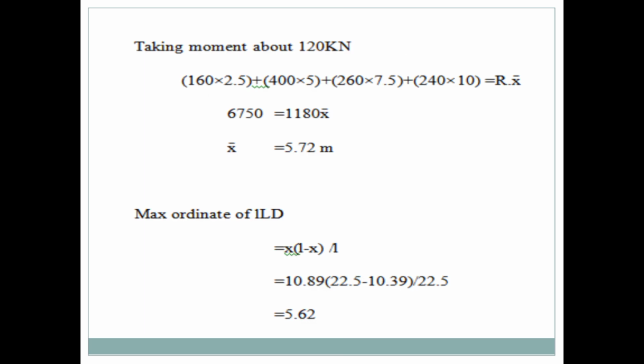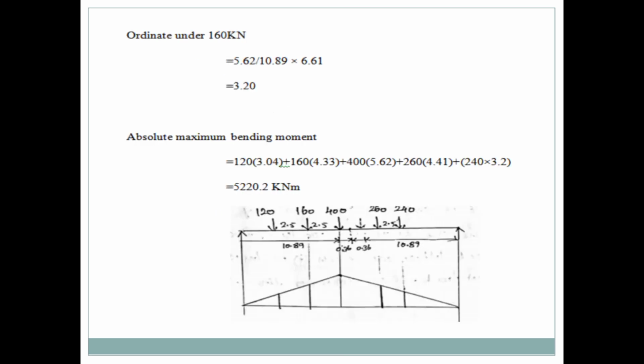Taking moment about 120 kilonewton: R into X is equal to 160 into 2.5 plus 400 into 5 plus 260 into 7.5 plus 240 into 10. X bar is equal to 5.72 meter. And the maximum ordinate of our influence line is equal to 5.62. Ordinate under 160 kilonewton is equal to 3.20.